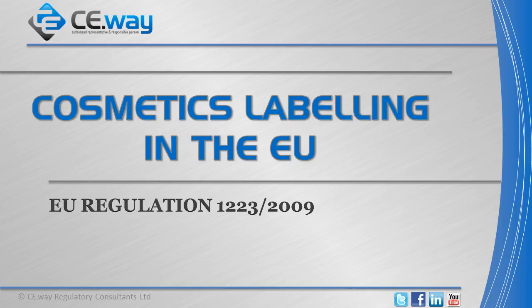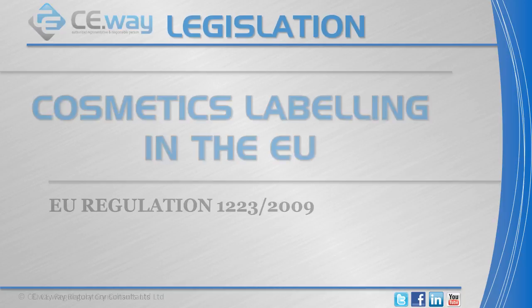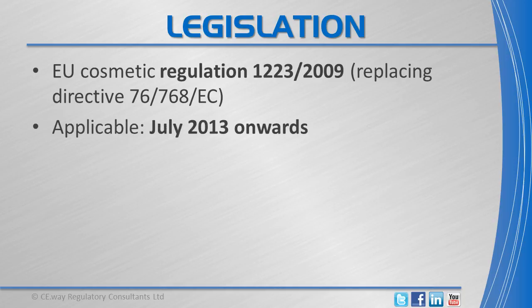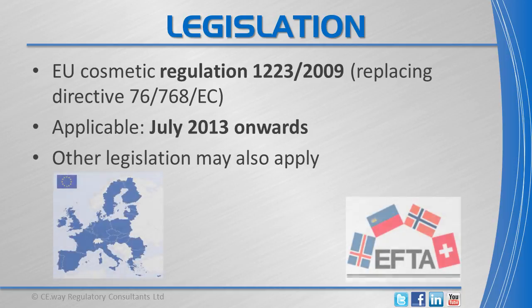Welcome to the CE.way presentation about the cosmetics labelling requirements in the EU. Cosmetics labelling requirements in the EU are mainly laid down in the Regulation 1223/2009. However, depending on the product and type of packaging, other directives or regulations may also apply. Such cases are, for example, products packaged in aerosol dispensers and sunscreen products.